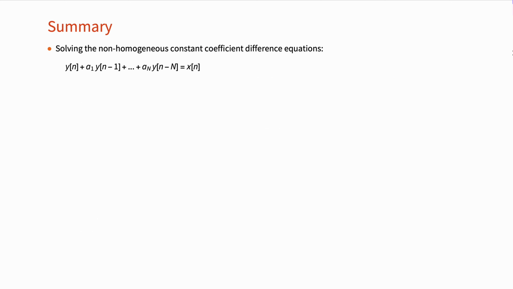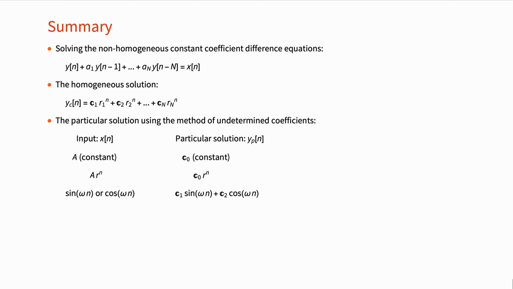In this lesson, we covered the classical methods of finding solutions of homogeneous and non-homogeneous constant coefficient difference equations. We first found the homogeneous solution and then used the method of undetermined coefficients to find the particular solution, and finally expressed the total solution of the non-homogeneous difference equation as the sum of the complementary and the particular solution.